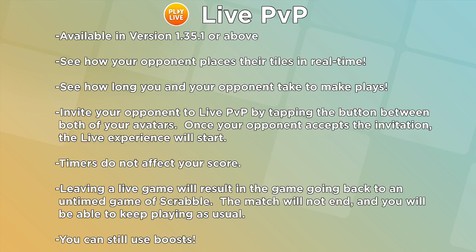And just a quick note, the timers that you see don't affect your score. There's no penalty. They count up from 0, which is a little different from some of the timers that you may have experienced in Scrabble. But the reason for that is that when you exit live PvP, the game returns to your untimed, traditional asynchronous game of Scrabble. So the match does not end when you opt out of live PvP. It just reverts back to the normal base gameplay.